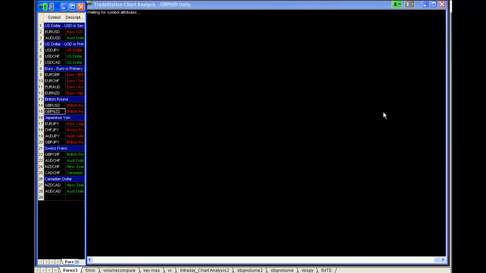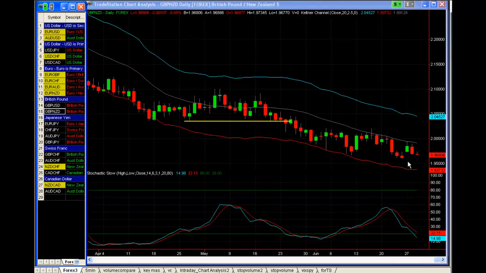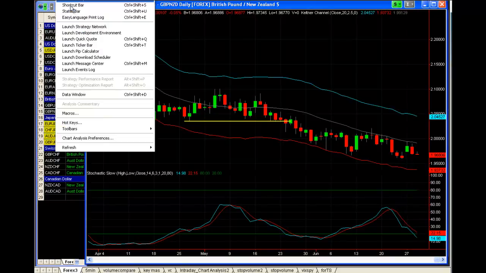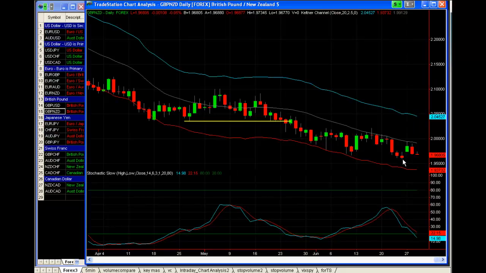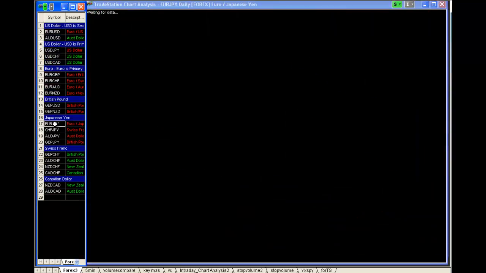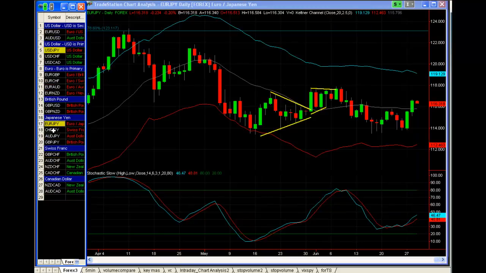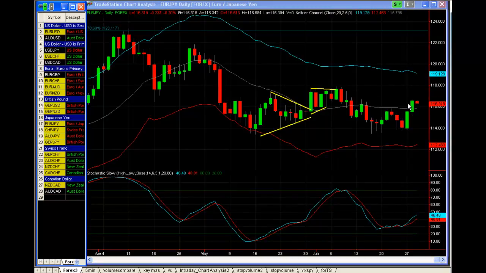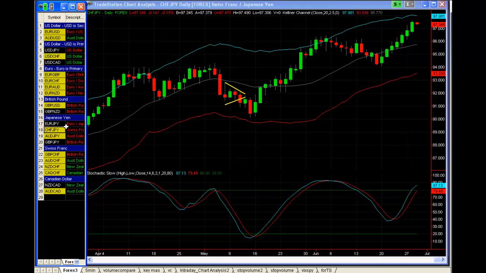Here's the pound versus the New Zealand dollar. Just let me refresh this here a little bit. For some reason, thinking, no, it's valid. A little gap there. I still think this one is headed for this lower Keltner channel here. Here's the euro versus the yen. A couple of up days, but until it breaks this congestion up here, not giving this the benefit of the doubt to the upside, that's for sure.